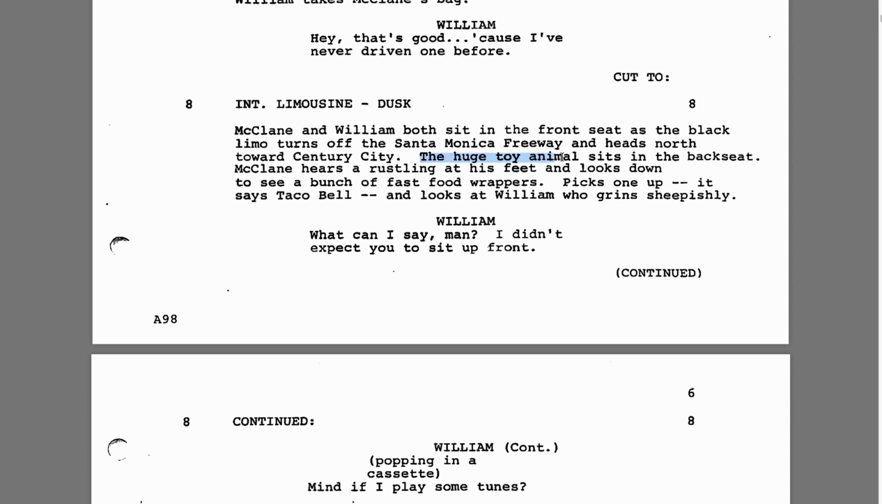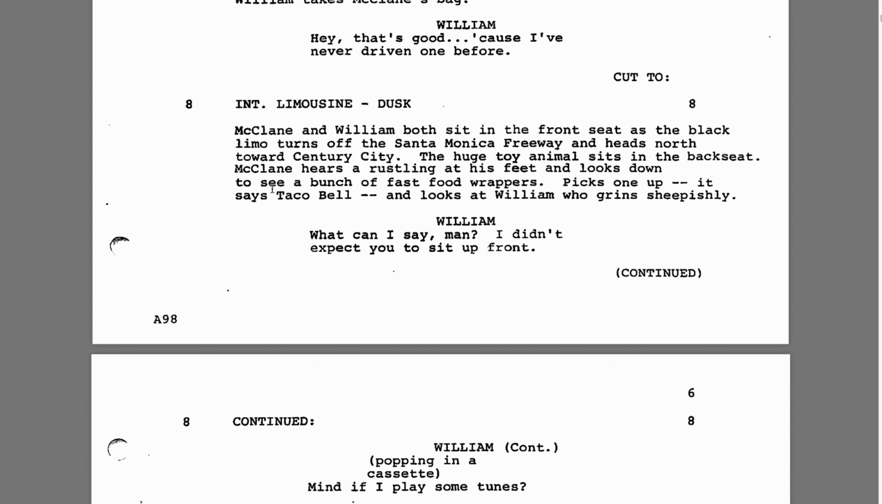I like this: huge toy animal sits in the back seat. I would say we could even make this stronger by having a more specific verb than sits. You could say something like the huge toy lounges in the back seat, or the huge toy waits in the back seat. There's probably a lot of other better options out there, but just something to give a little more emotional information that goes along with the visual information, so that they're combined rather than just it sits.